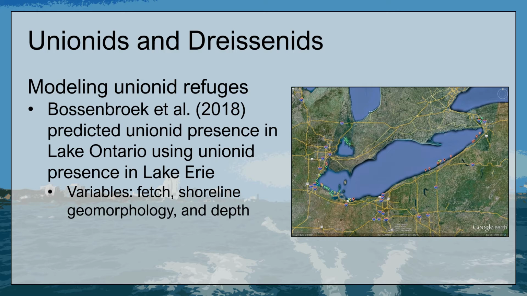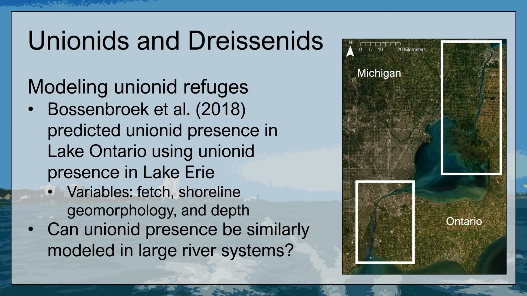Boston-Browick et al. were able to successfully predict unionid presence in Lake Ontario using MaxEnt, unionid presence locations from Lake Erie, and variables like fetch, shoreline geomorphology, and depth. Following up to this study, we are asking whether unionid presence can be similarly modeled in large river systems, particularly the Detroit and St. Clair rivers.